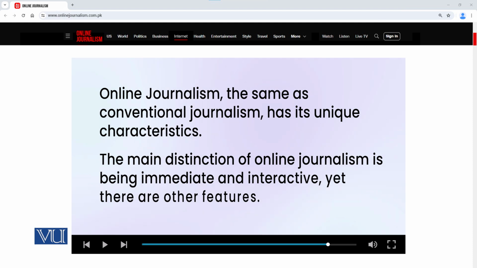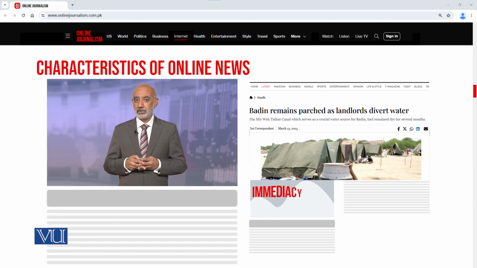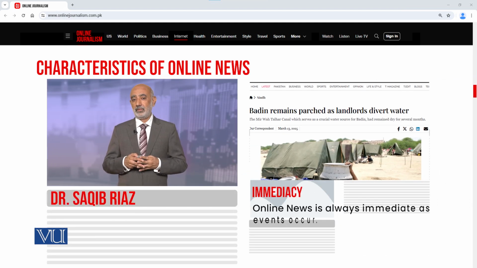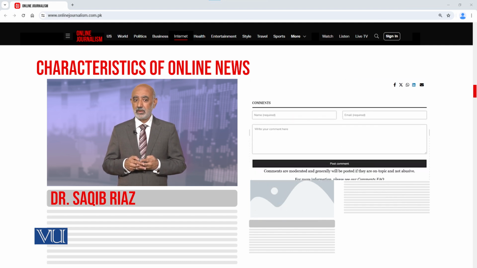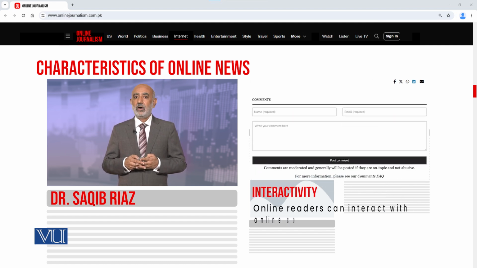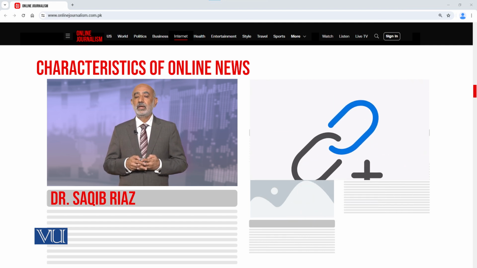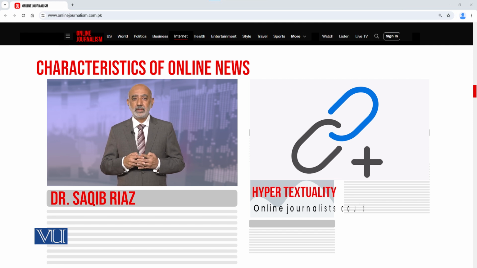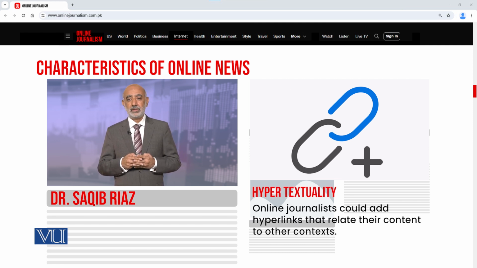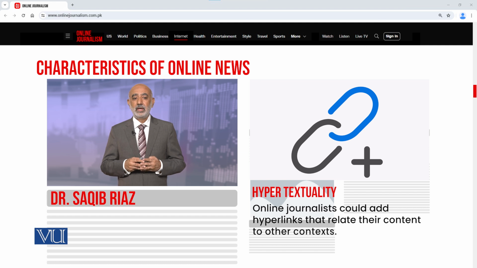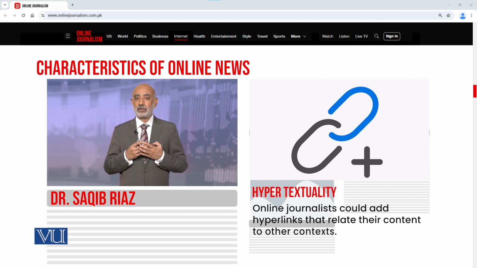Online journalism, the same as conventional journalism, has its unique characteristics. The main distinction of online journalism is being immediate, interactive, yet there are other features. Number one is immediacy. Online news is always immediate as events occur. Interactivity. Online readers can interact with online content by commenting, reacting, or even sharing. And then it comes hypertextuality. Online journalists could add hyperlinks that relate their content to their context.